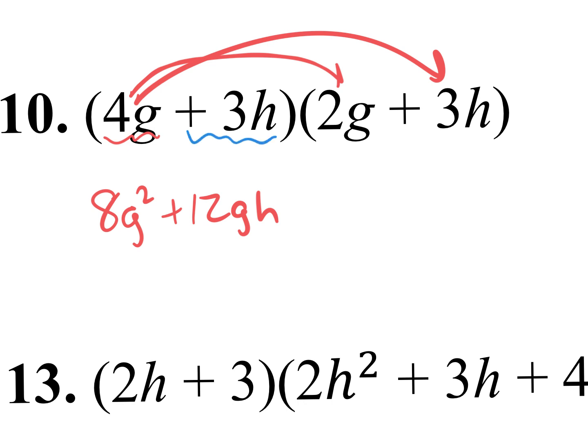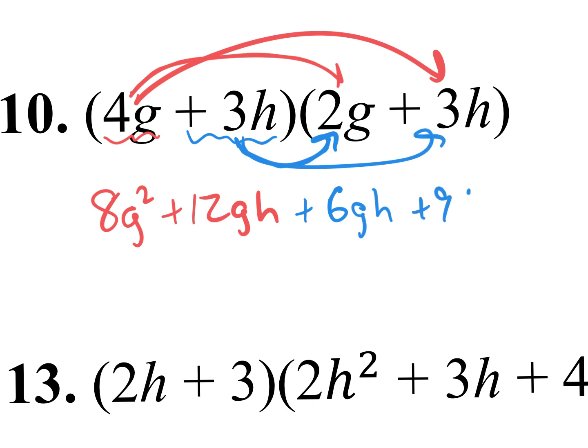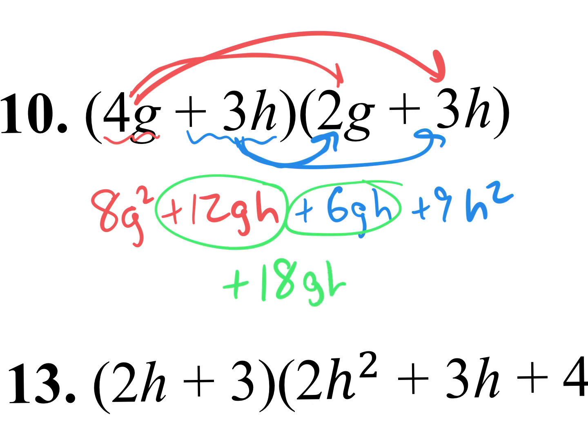And now you could distribute the positive 3h. Positive 3h times 2g. Well, 3 times 2 is 6. And h times g is hg, but put in alphabetical order, gh. And last but not least, 3h times 3h. 3 times 3 is 9. h times h is h squared. What could you combine? The two middle terms. 12 of those gh's with 6 more of those gh's is a total of 18 of those gh's.